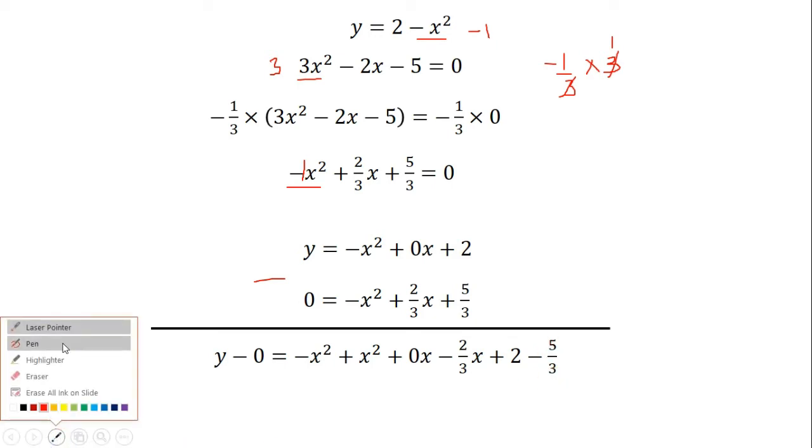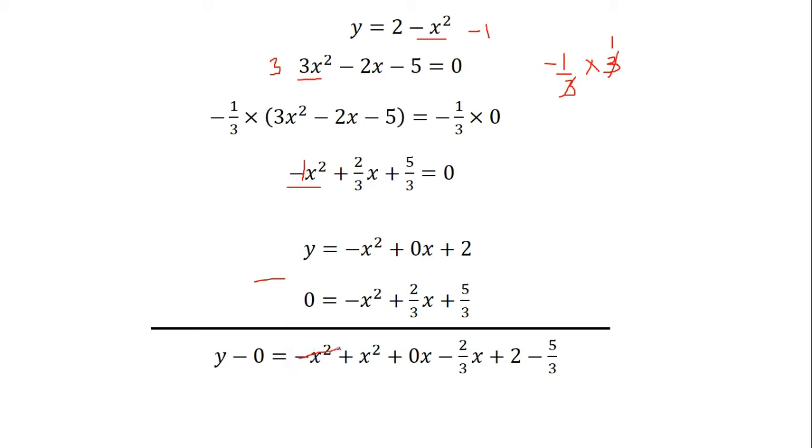As we can see, minus x squared and plus x squared will give us 0. Y minus 0 will give us y. 0 minus 2 divided by 3x will give us minus 2 divided by 3x. 2 minus 5 divided by 3 will give us 1 divided by 3. So after subtracting the quadratic equation from the quadratic function, we have a linear function, which is y is equal to minus 2 divided by 3x plus 1 divided by 3.